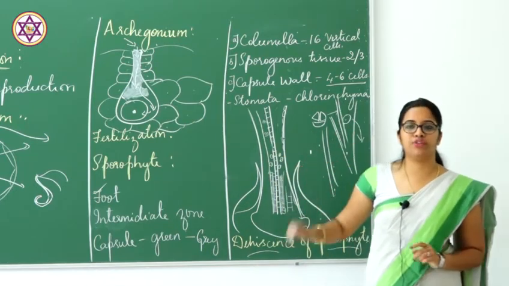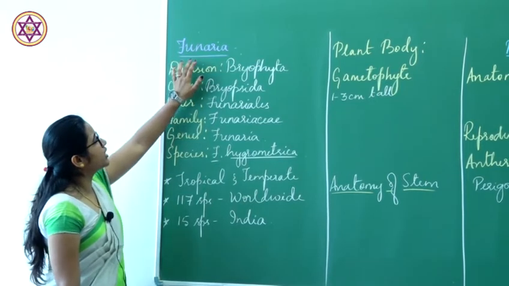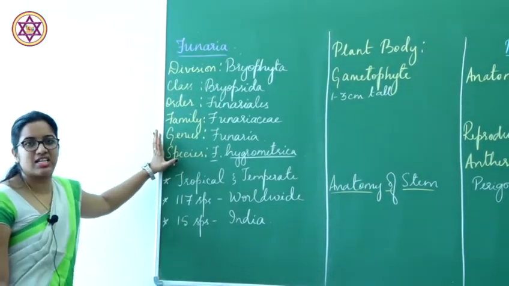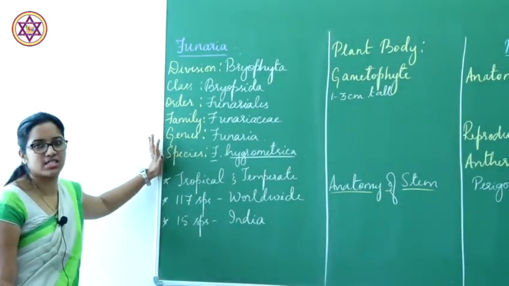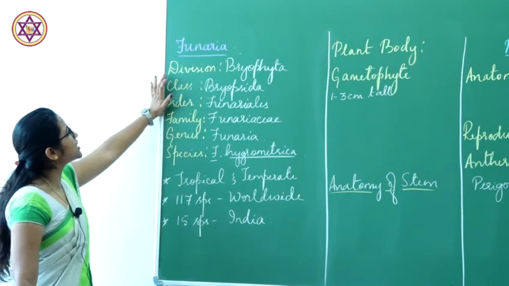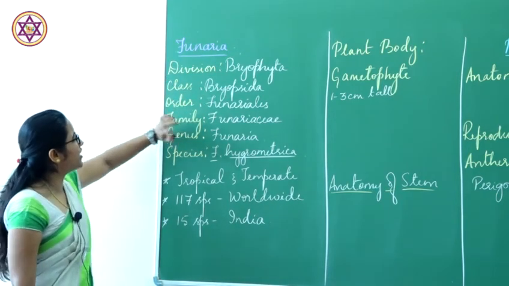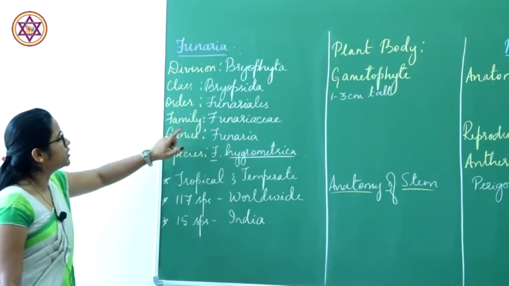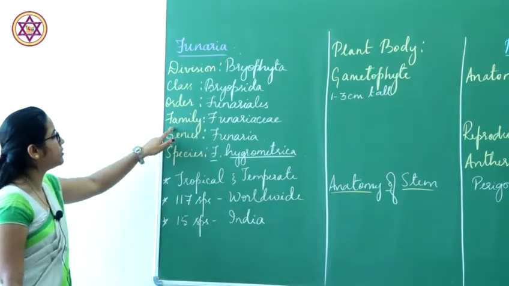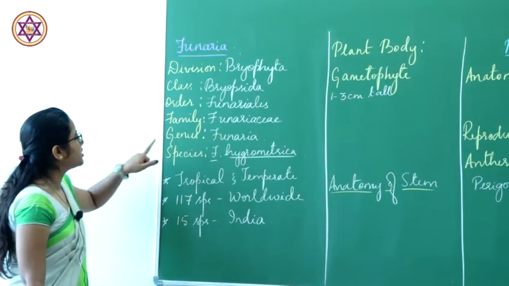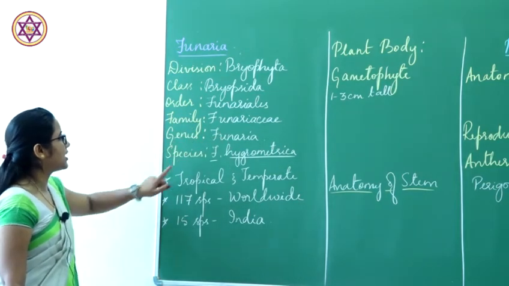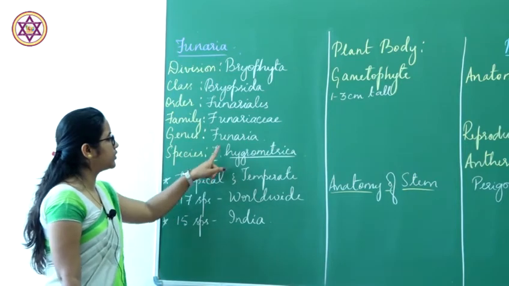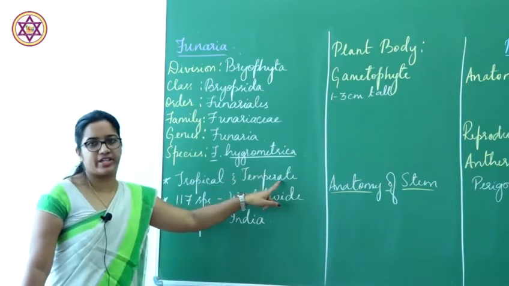Next we will move on to Funaria. So, when you begin with the type study of Funaria, this is how it is classified and placed systematically. The first one is division Bryophyta, second class Bryopsida, order Funariales, family Funariaceae, genus Funaria, and the species we are talking about is Funaria hygrometrica. Okay.